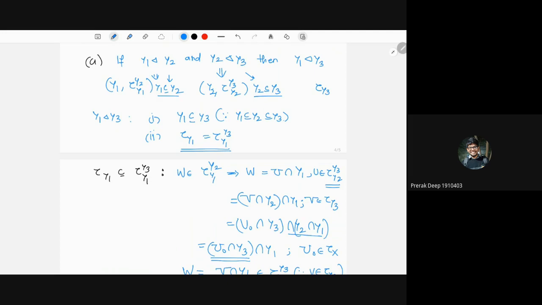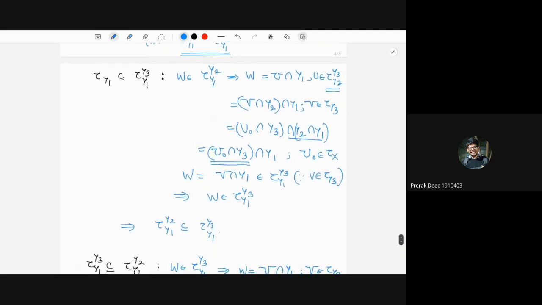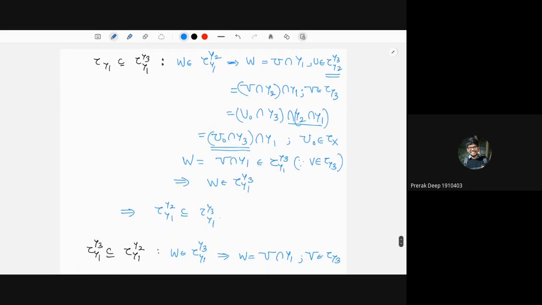First we will show the one side containment. The argument will remain as it is. We start with an open set W in this subspace topology. That means it is nothing but U intersection Y, where U is an open set in topology X.